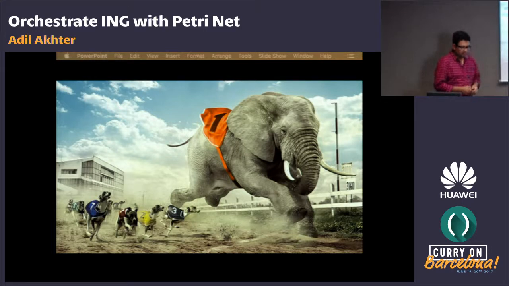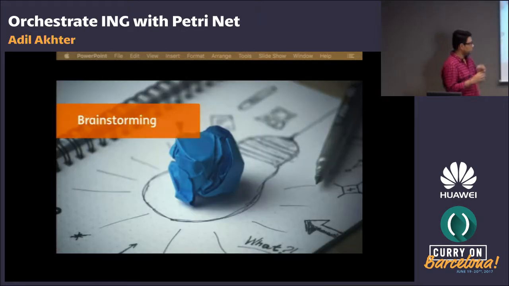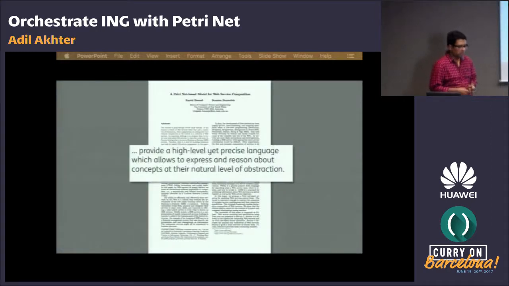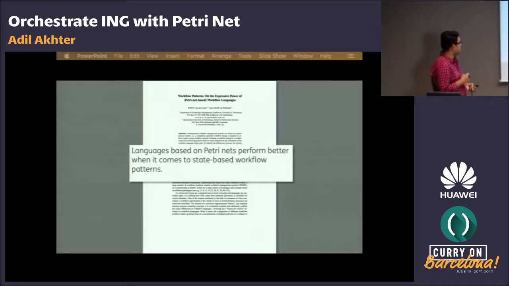And since it has a great value for ING, we started to look into different solutions for this problem. So we started brainstorming, we went to academia, started reading some papers, and we found a curious little language for concurrency and control flow called Petri Net, which provides a high-level yet precise language to express and reason about the concept at their natural level of abstractions. And after we did some more investigation, we found out that it's a very expressive language to model all different kinds of control flow patterns.